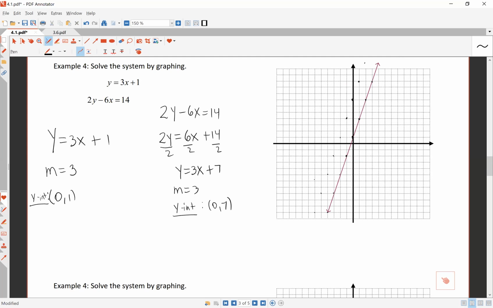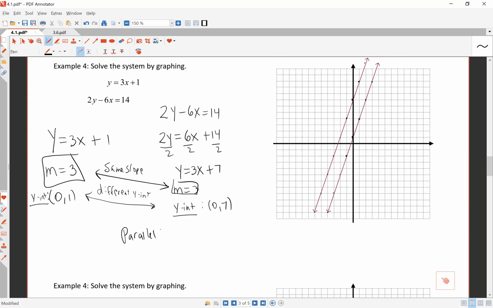And it doesn't take long to realize that those two lines are parallel. In fact, you probably noticed even before I graphed them that they were parallel, because they had the same slope and different y-intercepts. That is a set of parallel lines. When you have parallel lines, they never intersect, which means there is no common point of intersection. So we write no solution on these.